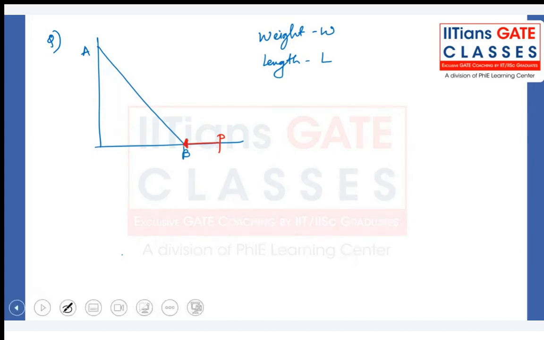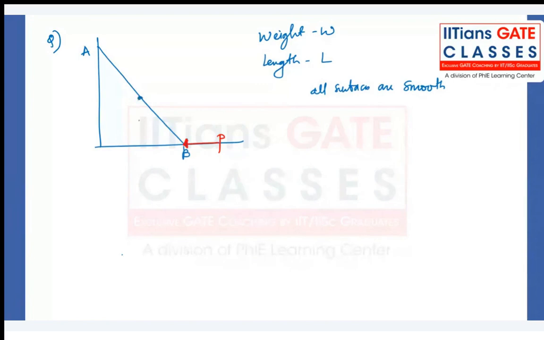All surfaces are smooth, meaning you don't have to consider the friction. In this problem and the previous problem also, we have used this term. Assume the ladder to be a uniform body and all surfaces are smooth. So basically uniform body means the CG is at the center. You can say the weight here is W, so L by 2 distance will be there from the ends where you will have the CG. Find the value of P.